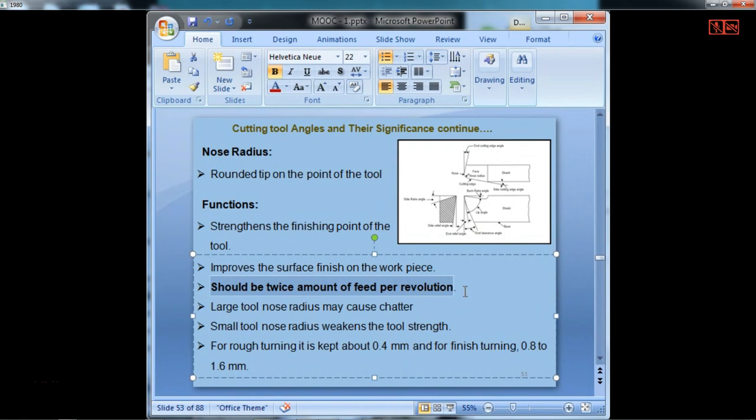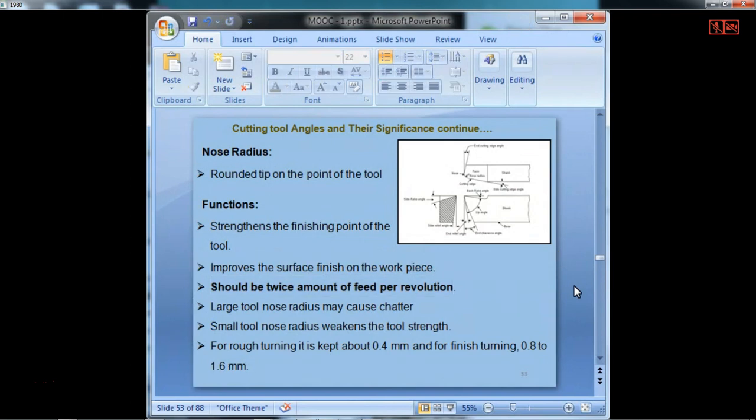If it is less, what is going to happen is that cutting will not take place, and there is another concept called ploughing which is going to take place, and if it is still smaller, there will be rubbing taking place. So not the cutting. Thus the nose radius should be twice the amount of the feed per revolution. A large nose radius may cause chatter because the tool becomes blunt.